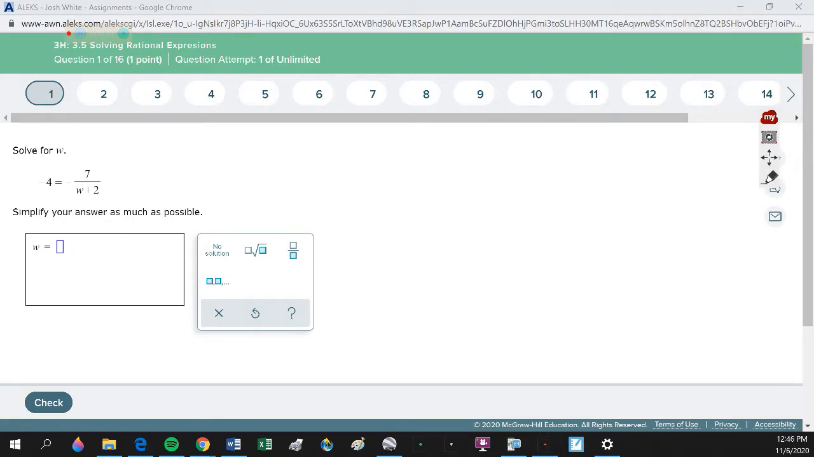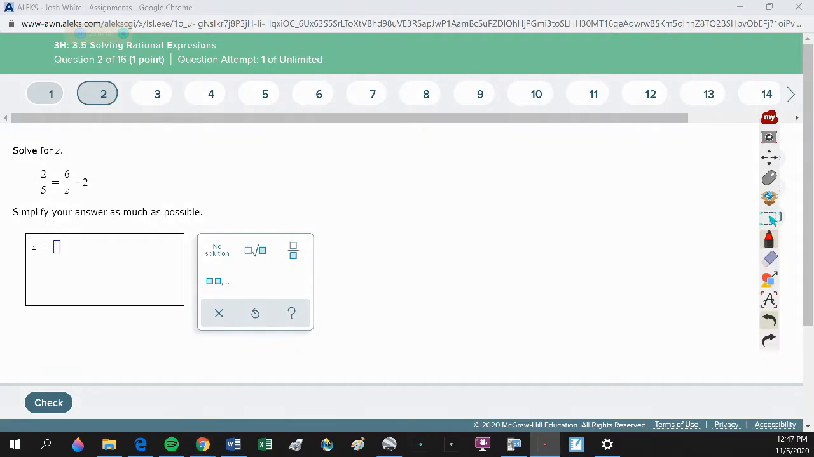Okay, problem number 2. Same basic idea. Now the denominator is Z. What will the common denominator among all of those be? 5Z. So this one needs a Z over Z. This one needs a 5 over 5. I'm running out of room. And that one needs 5Z over 5Z.